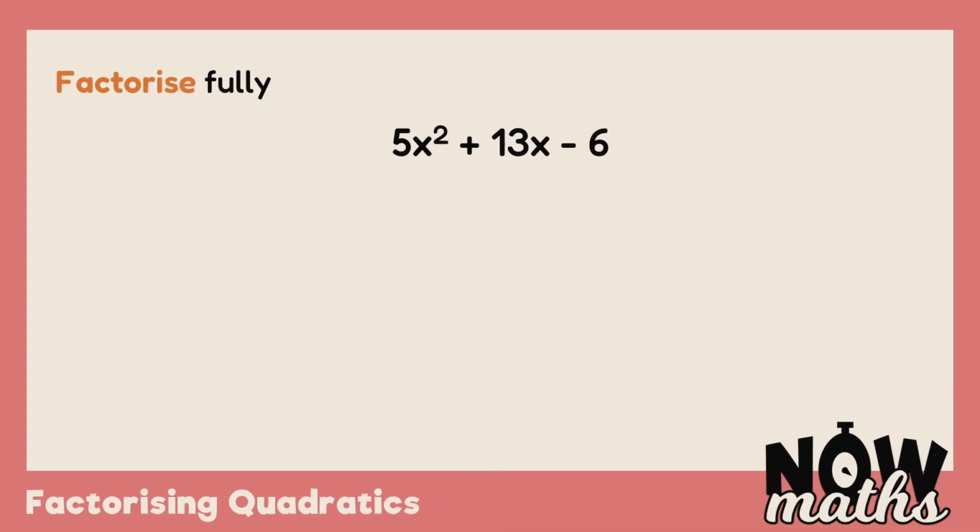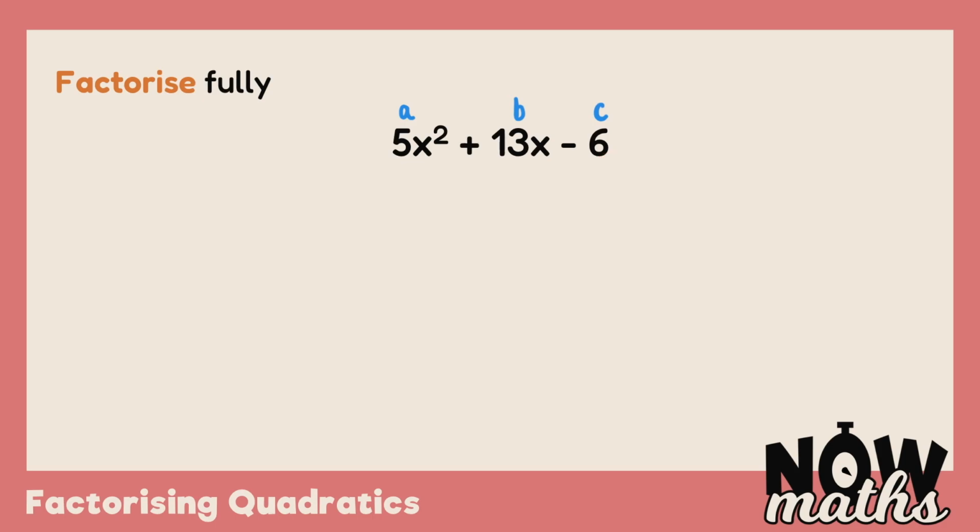Now we're going to have a look at a few questions that use the exact same method except have a combination of positive and negative terms. The only thing we need to be careful about is the negative numbers here. So if we're using the same method, we're going to label A, B and C first. And this time A is 5, B is 13, but C is negative 6.